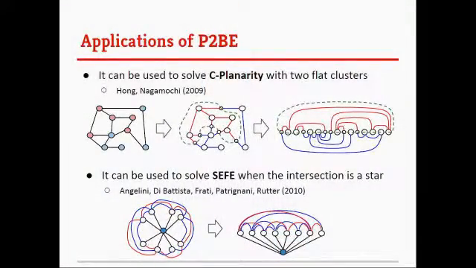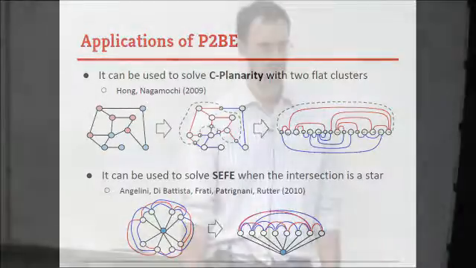This problem lies between two other very important graph drawing problems, clustered planarity and simultaneous embedding with fixed edges, which are very hot topics currently. P2B can be used to solve cluster planarity when there are only two flat clusters, and can be used to solve SEFE when the intersection graph is a star. We find it interesting and promising in the way the book embedding gives a different point of view on these two problems, which are apparently very far from it.